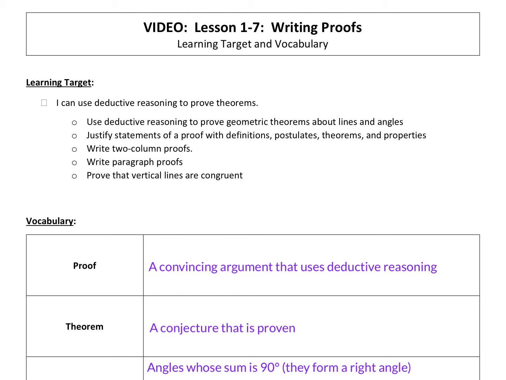All right, so our learning target: we're going to be able to use deductive reasoning to prove theorems. We'll use deductive reasoning to prove geometric theorems about lines and angles. We'll justify statements of a proof with definitions, postulates, theorems, and properties. We're going to write a 2-column proof, we'll write a paragraph proof, and we're going to prove that vertical angles are congruent. All very exciting.